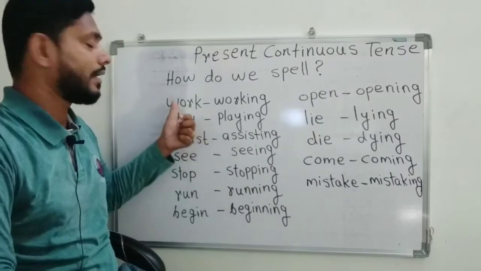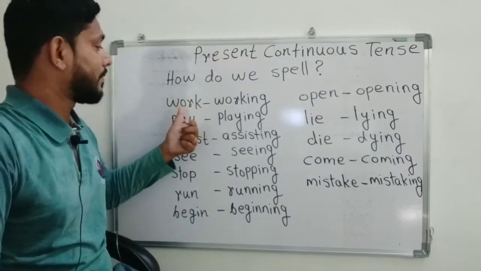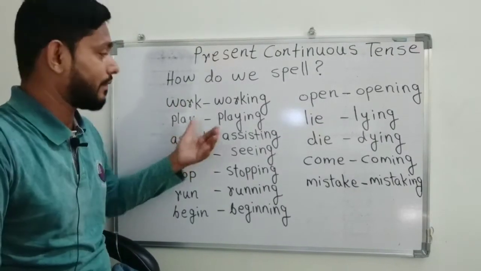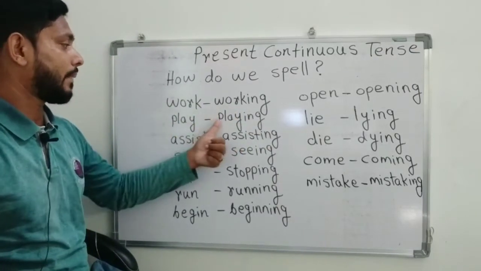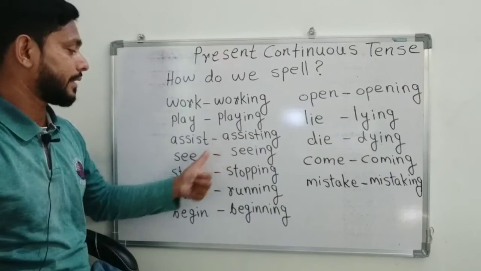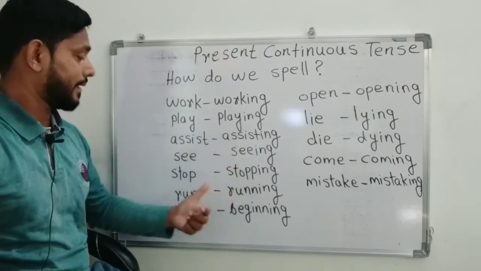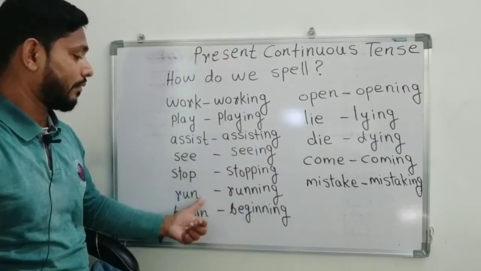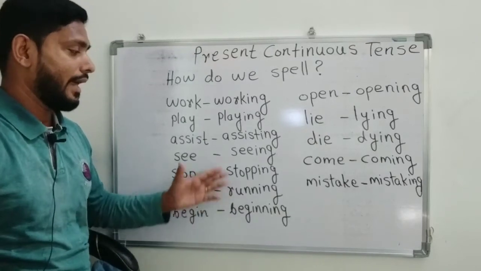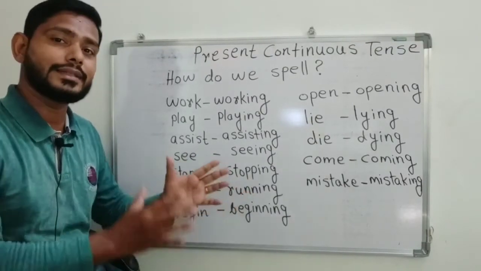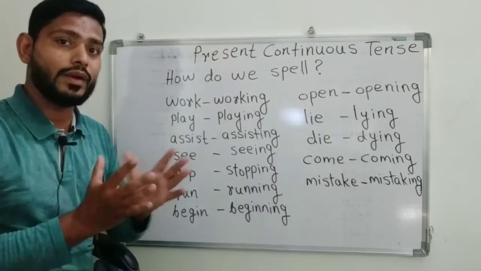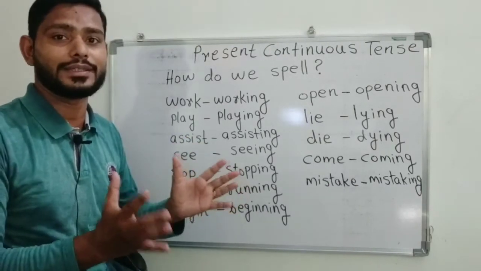So you can see here a simple rule is that to the base form of the verb we add ing. For example, you can see work, working, play, playing, assist, assisting, see, seeing, stop, stopping, run, running, begin, beginning. Okay, and these three verb ing forms follow a simple rule. And what is that rule?